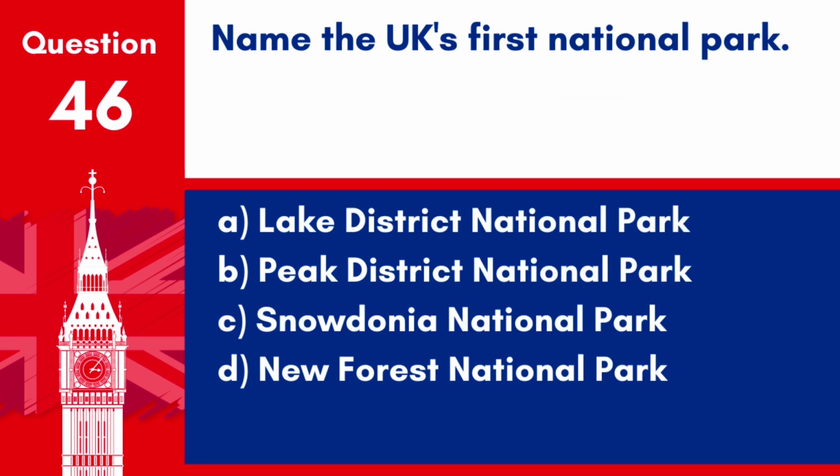Question 46. Name the UK's first national park. A. Lake District National Park. B. Peak District National Park. C. Snowdonia National Park. D. New Forest National Park. Answer: B. Peak District National Park. The Peak District National Park, established in 1951, was the first national park in the UK.